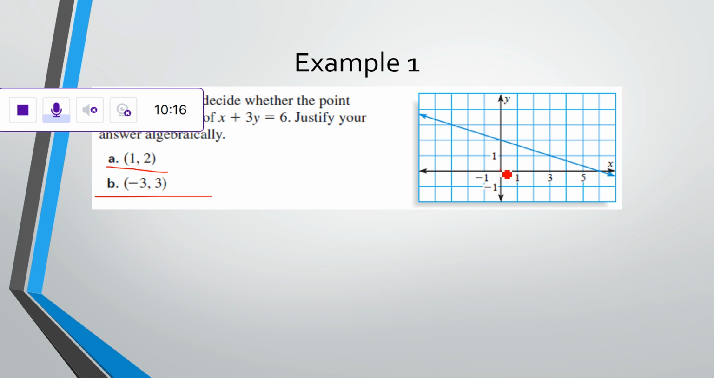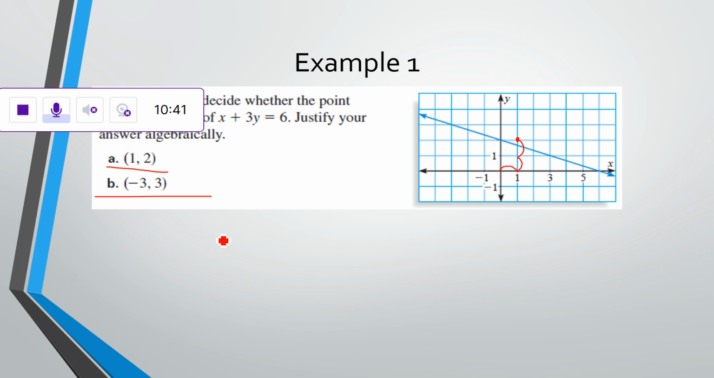In this case, we have to move 1 unit to the right and 2 units up. And if we move 2 units up, we can see that our point (1, 2) is not a solution to this line, x plus 3y is equal to 6, mainly because this point does not fall within the line. The question also asks us to justify our answer algebraically, so we'll go ahead and do that real quick.